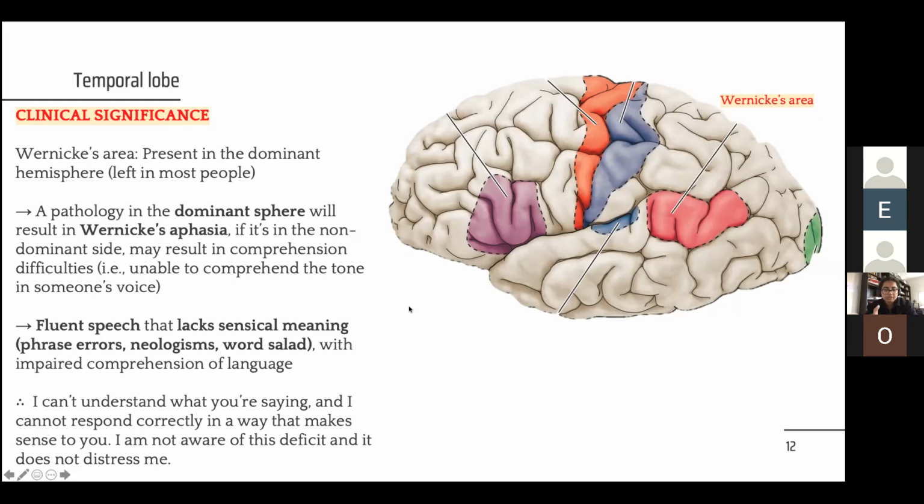So it's the one that's known as word salad. People will talk in fluent sentences. They're not going to stutter. They're going to say words clearly, but none of the words make sense. Also, their comprehension is impaired. So they don't understand what they're saying, and they also don't understand what you're saying. So I can't understand what you're saying, and I can't respond correctly in a way that makes sense to you, and I'm not aware of this deficit. So people aren't going to be distressed if they have Wernicke's aphasia.